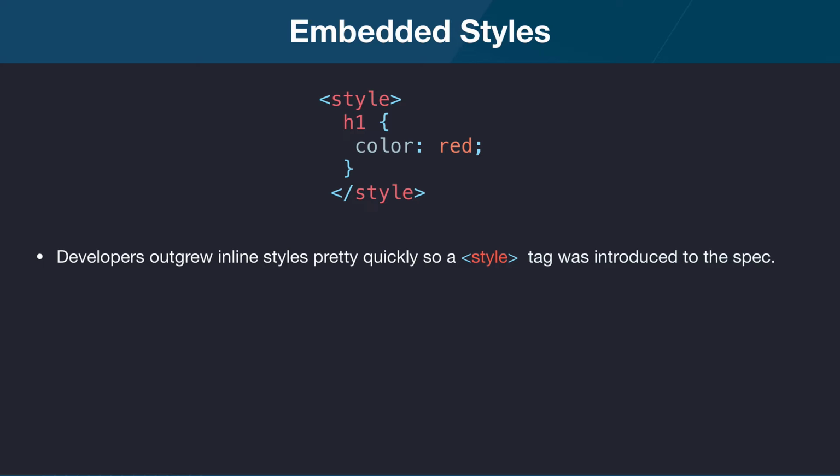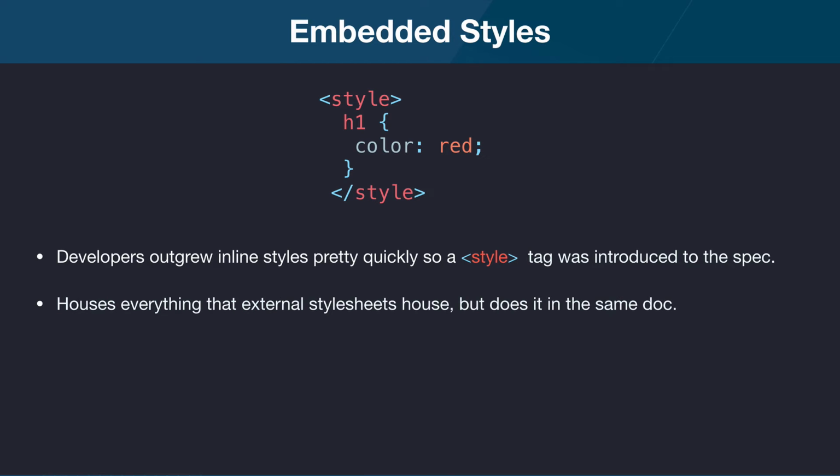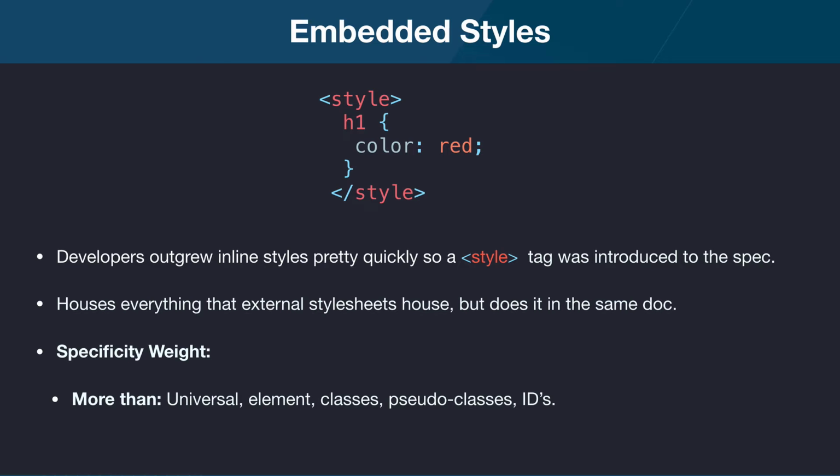Now, embedded styles are a lot like inline styles. However, we just use a style tag inside of our document. Developers outgrew inline styles pretty quickly, so a style tag was introduced to the HTML spec. We can use that in an HTML document and write our styles right there. So it will house everything that external style sheets house, but does it in the same document. The way we're going to develop is by externally linking our style sheets, but you can use these types of style tags inside your document to style your elements as well. The specificity weight of embedded styles is, of course, more than universal, element, pseudoclasses and IDs, but less than inline styles and less than important.